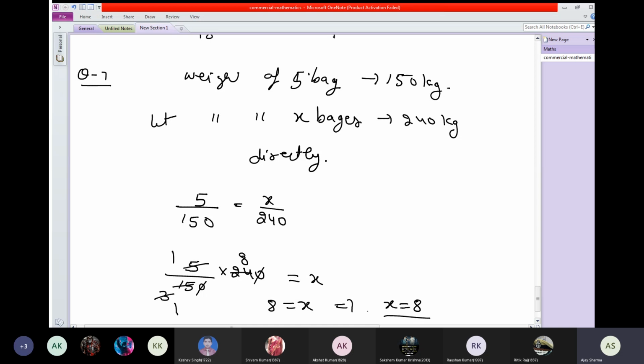Now two questions remain in this exercise. You have to do them yourself. That is your homework. Two or three students have already sent the homework. Rest of you send it fast.